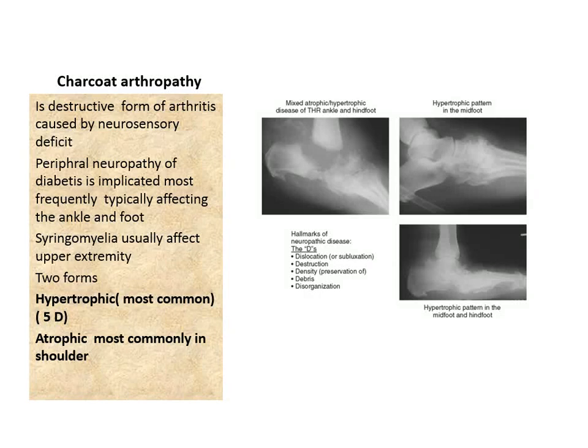Another entity is Charcot arthropathy, which is a destructive form of arthritis caused by neurosensory deficit. The peripheral neuropathy of diabetes is implicated most frequently and typically affects the ankle and foot. But in the upper limb, we should suspect syringomyelia to be the cause of Charcot arthropathy in the shoulder. There are two forms, hypertrophic, which is most common, and atrophic, which is most common in the shoulder. The hypertrophic has the well-known 5 Ds of Charcot: dislocation, destruction, preservation of density, debris, and disorganization.